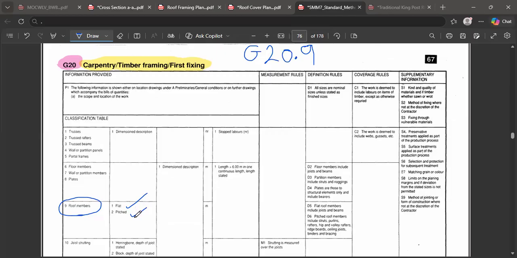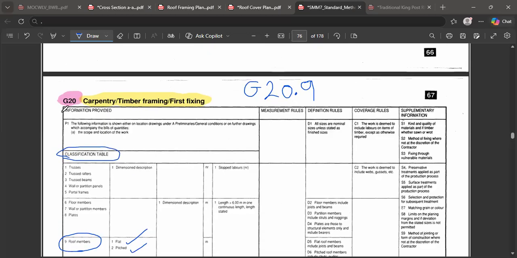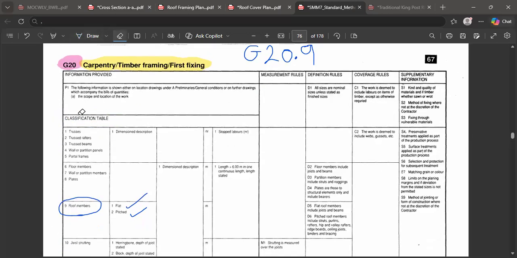If I say pitch, it's just the angle at which the roof is sloped. But flat roofs don't mean that they don't have an angle. The angle just ranges from, let's say, 0 degrees to 10 degrees. That is it for a flat roof. But for pitched roofs, they are 10 degrees and more. So at the end of the day, this is the classification table. You have to note this too. For the classification table, no matter what, this is where you are going to classify the item under your description column. The classification table is very, very important.